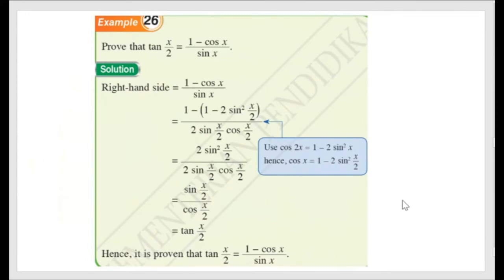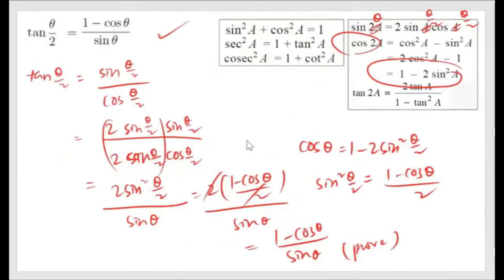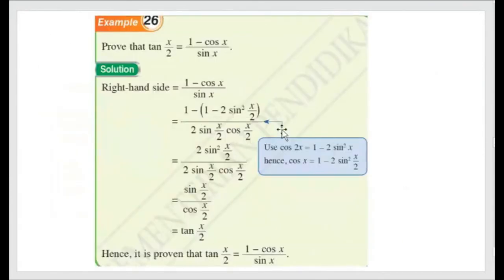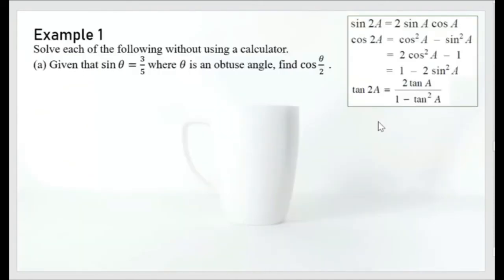So now we go to another question. I want you to prove that tangent x over 2 equals 1 minus cos x over sine x. You can use this also, but I already proved it to you just now. So this is another method shown in your textbook. You can go through it by yourself, so I'm not wasting our time. We go to another extra example.